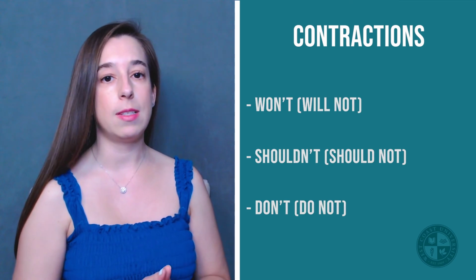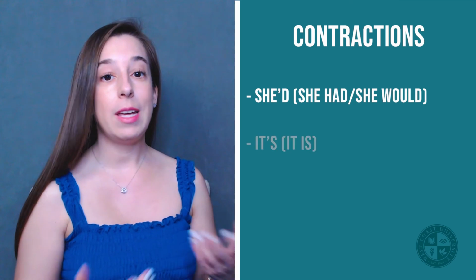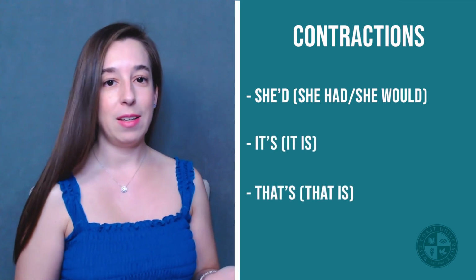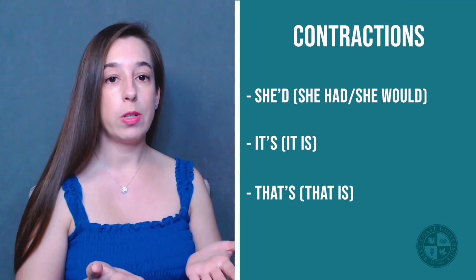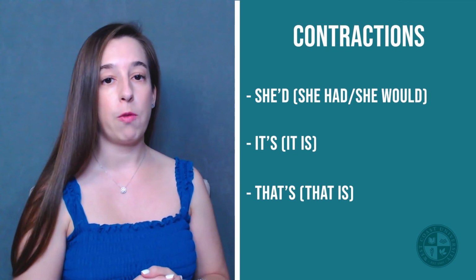So for instance, she'd instead of she had or she would, it's instead of it is, or that's instead of that is, right? So these are all contractions whenever you join two words, make it a shorter version with an apostrophe. That's something to avoid in formal writing. Just like with personal pronouns, nothing wrong with contractions in general. It's just something that we tend to avoid for more academic writing. Usually we want to write out the full two words.